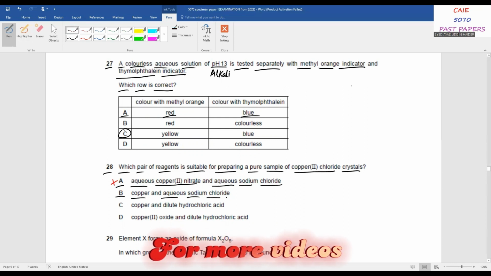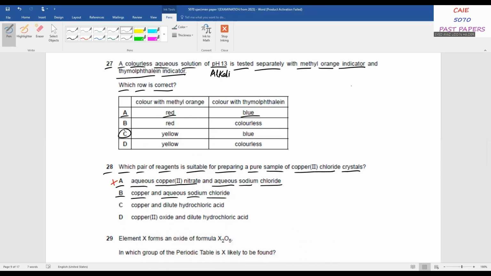Statement number B. Copper and aqueous sodium chloride. Copper is less reactive than sodium, so it will not displace sodium from sodium chloride. So again, this is a wrong statement. C. Copper and dilute hydrochloric acid. Copper will not react with dilute acid. It will only react with concentrated acids.